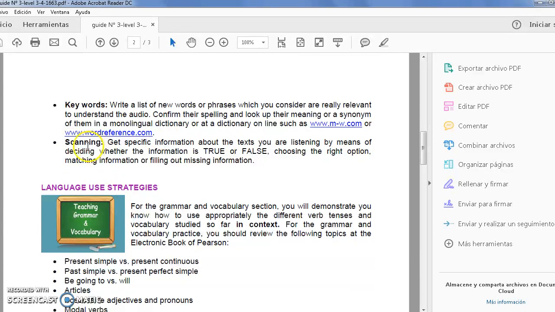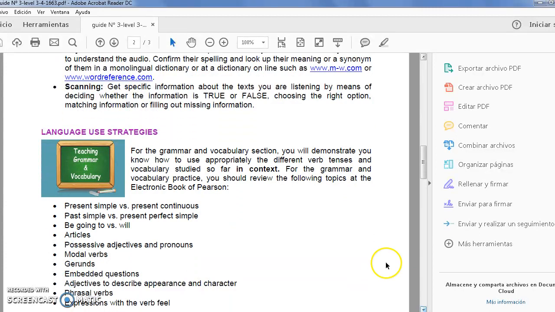Scanning is getting specific information, the same kind of questions, true, false, multiple choice, that is ABC, choosing the right option, matching, or filling out missing information. That is about listening. For language use is identifying grammar and vocabulary in context. This is very important, in context. That means that you're not going to have isolated sentences, but texts, stories, dialogues, conversations, and that grammar and vocabulary will be there.